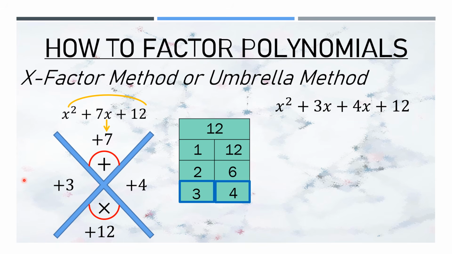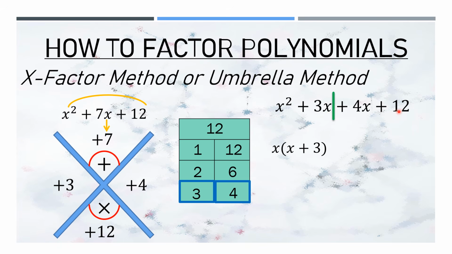Okay, now, i-divide na natin o hatiin natin sa dalawa ang x squared plus 3x plus 4x plus 12. Ayan. Ngayon, hahanapin na natin ang factors ng x squared plus 3x. X times the quantity of x plus 3. Let us double check. X times x is x squared.